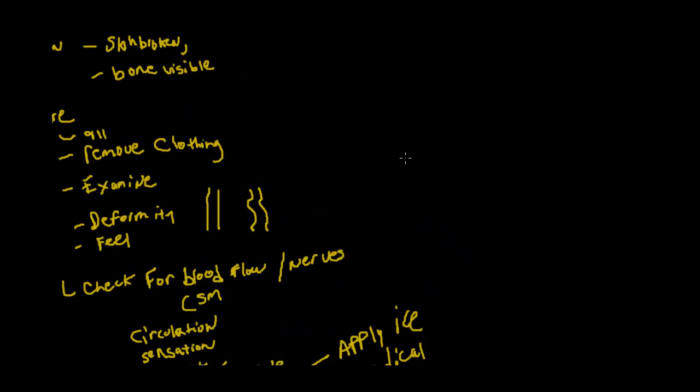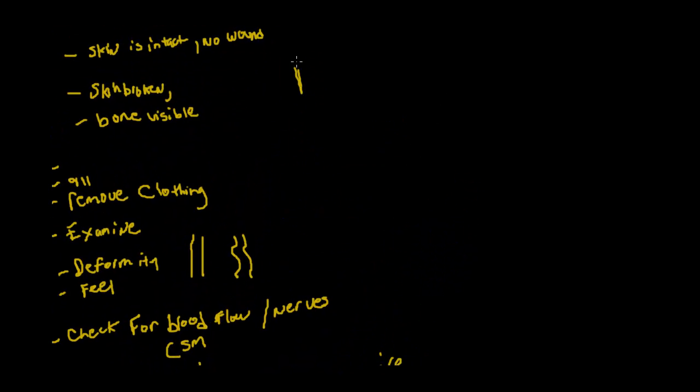So let's talk a little bit about dislocations. So we have a dislocation, and essentially what's happened is the joint has come apart. So the joint has separated.